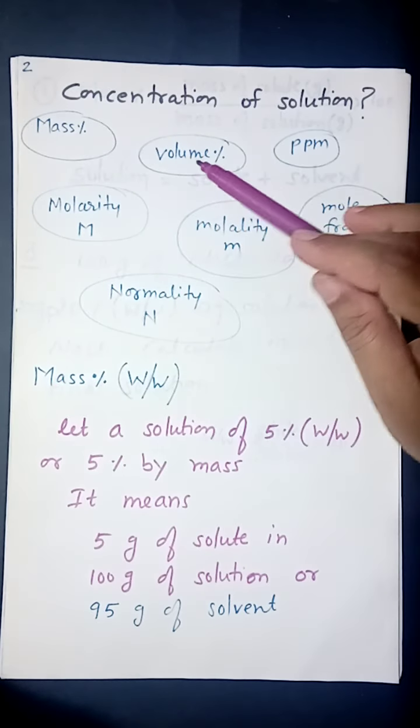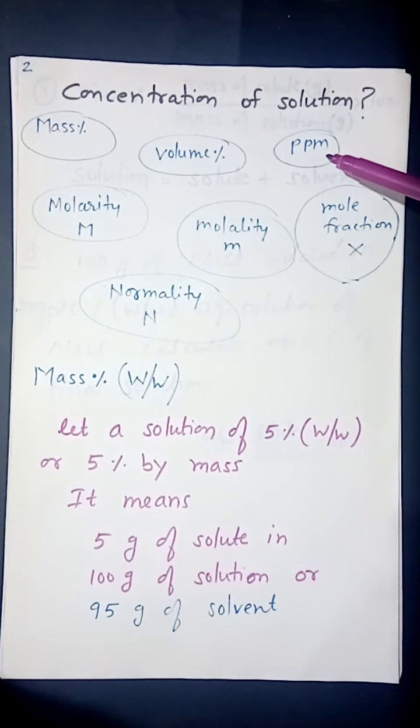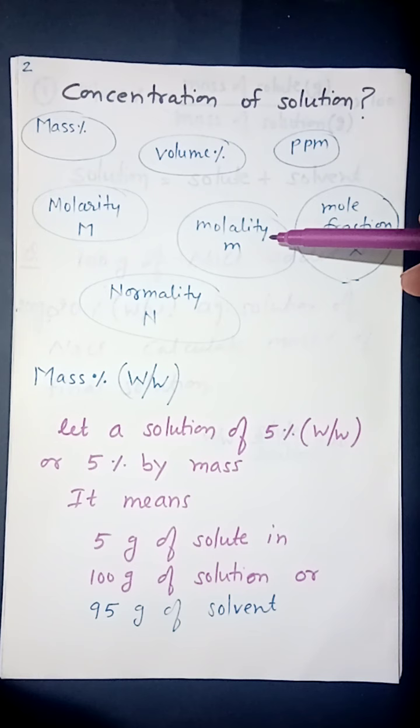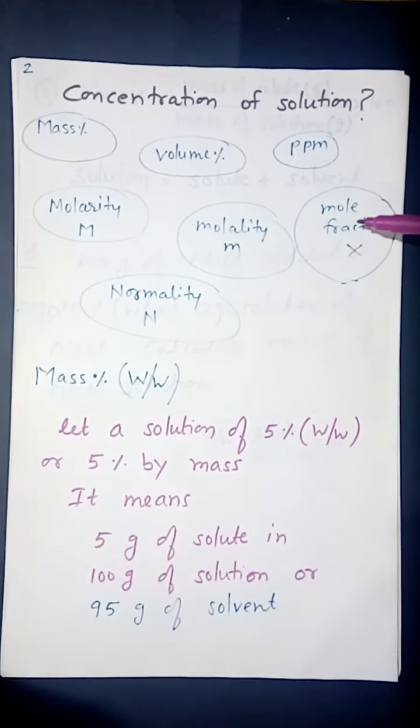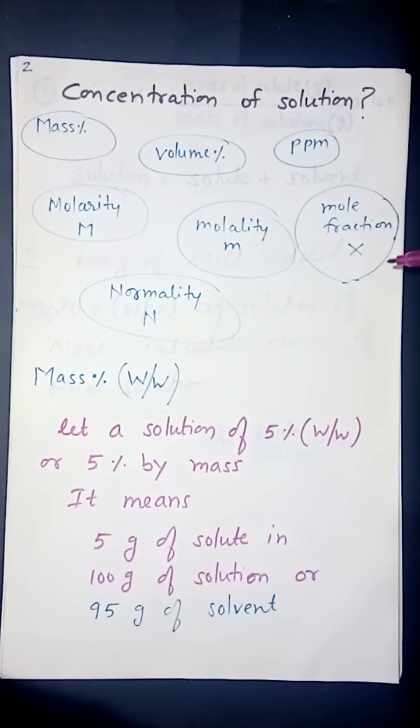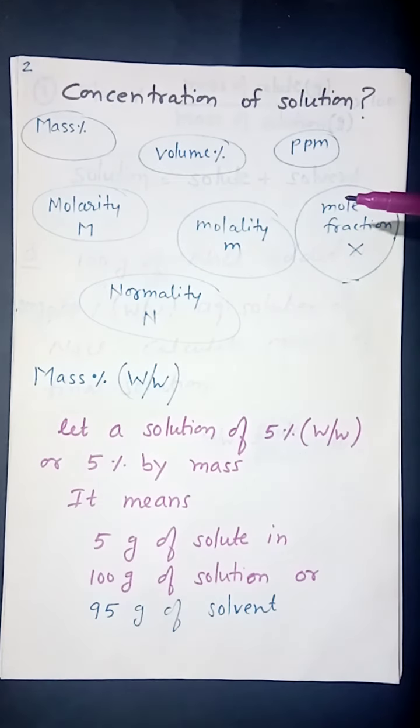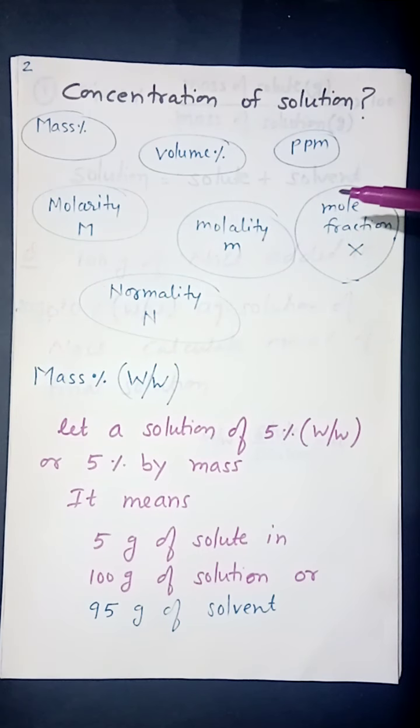They are mass percent, volume percent, parts per million, molarity, molality, normality, and mole fraction. The symbol of mole fraction is X. So one by one we have to prepare all these 7 concentration terms for 11th, 12th theory as well as for practical. They are used to represent the amount of solute present in a solution.